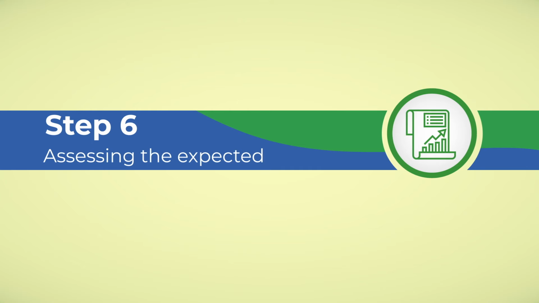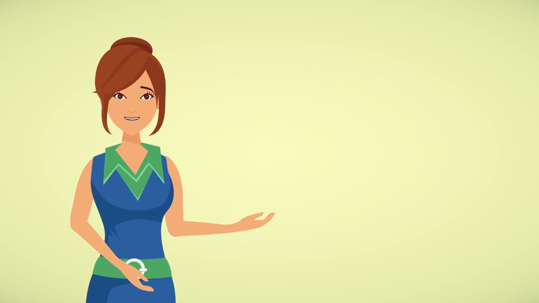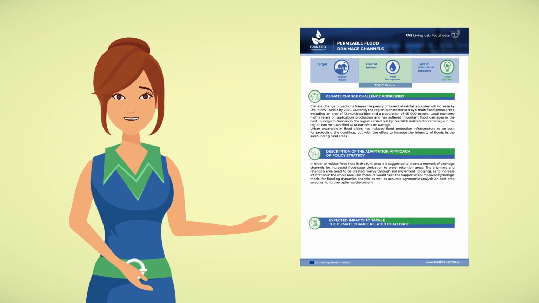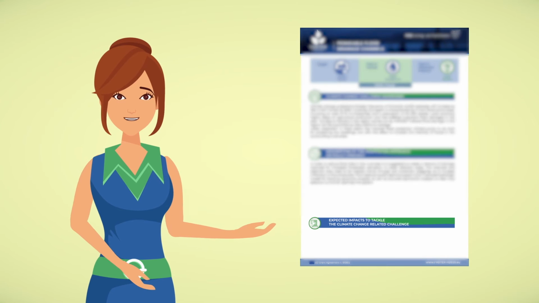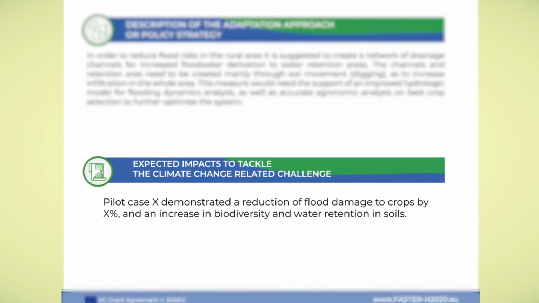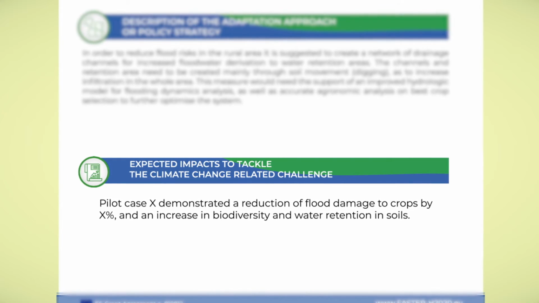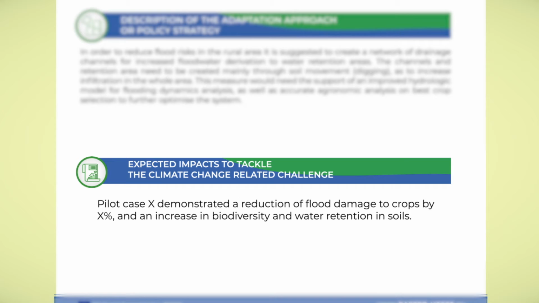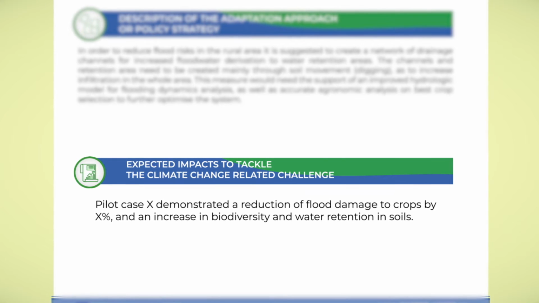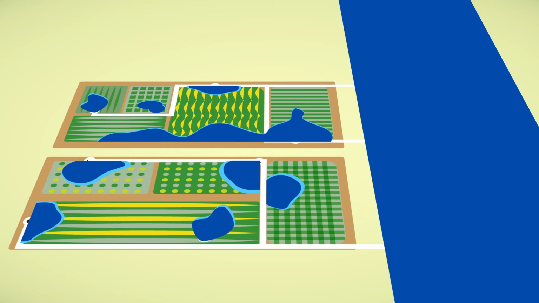Step 6. Assessing the expected impacts. In order to facilitate the evaluation of the proposed solution's convenience, this section enables your working group to describe how such a solution would help to reduce the effects of the climate change challenge described in Step 3. So, here, you can indicate the expected social, economic, and environmental impacts of the solution, as well as identifying aspects related to the conditions needed for successful adoption, upscaling, and outscaling of the solution.